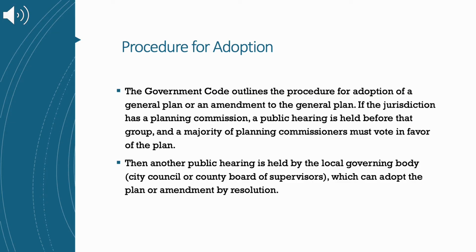Procedure for adoption. The Government Code outlines the procedure for adoption of a general plan or an amendment to the general plan. If the jurisdiction has a planning commission, a public hearing is held before that group, and a majority of planning commissioners must vote in favor of the plan. Then another public hearing is held by the local governing body, city council, or county board of supervisors, which can adopt the plan or amendment by resolution.